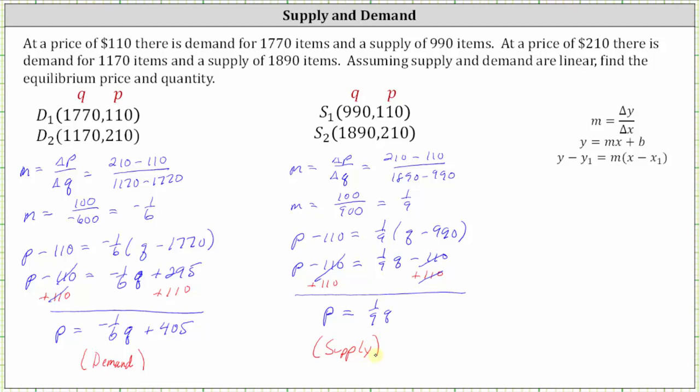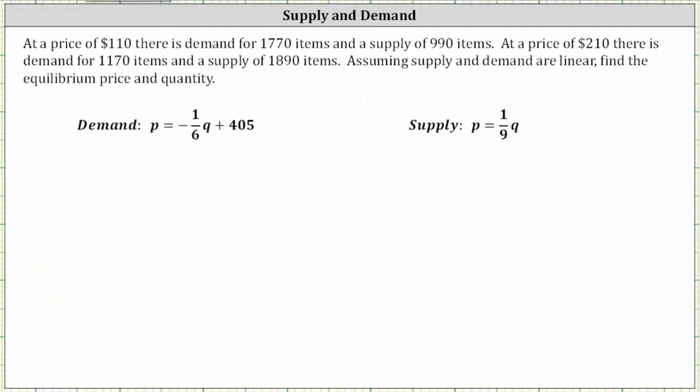In order to find the equilibrium price and quantity, we now solve this as a system of equations. And let's do this on the next slide. Let's use the method of substitution. If P is equal to 1/9 Q, we can substitute P in the demand function with 1/9 Q. This gives us the equation 1/9 Q equals negative 1/6 Q plus 405.